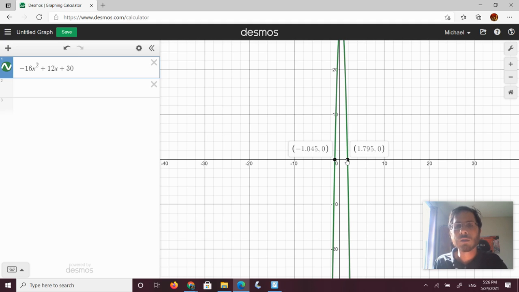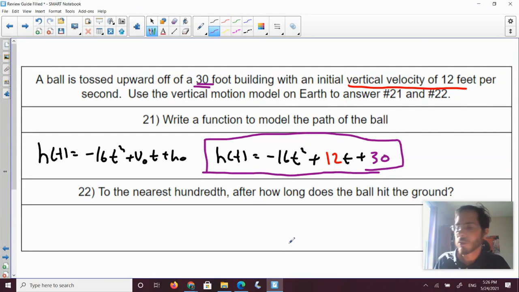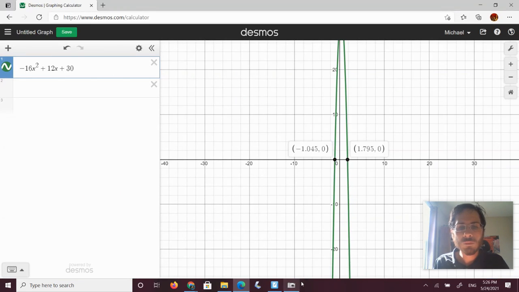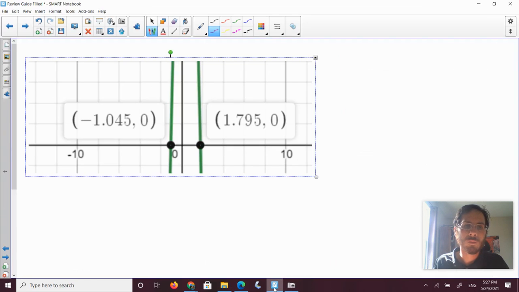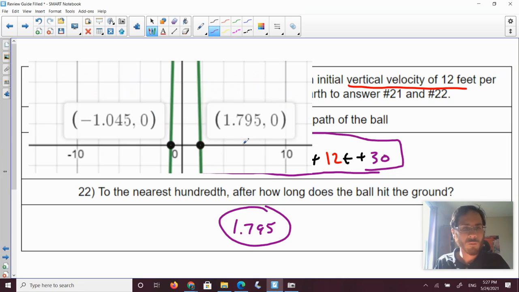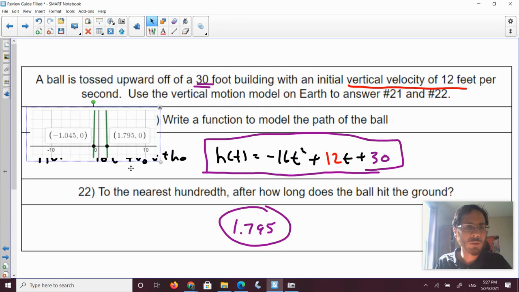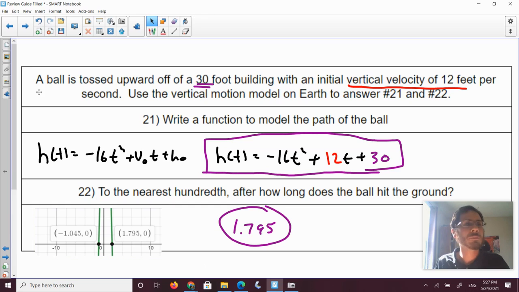So my choices are either going to be the negative value or the positive one. Remember, we're going forward in time, so we want 1.795. So we'll take that one. And we'll just put that one down. Just to show where we got that one, let's go ahead and take a snapshot of that. Again, just to prove, okay, where did we get that? Well, we got that from the 0. Down, over, and we'll say, okay, that's what we did is we found those zeros.